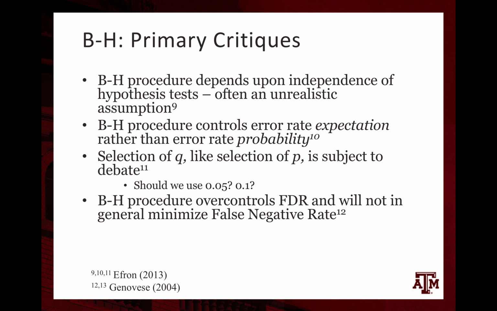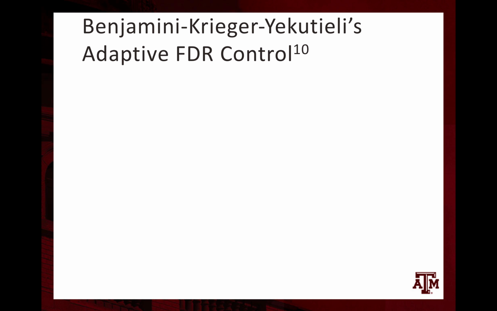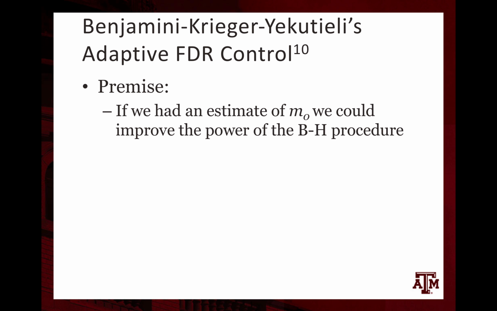Another critique is that the BH procedure over-controls the false discovery rate and does not in general minimize the false negative rate. So depending upon the application, this may or may not be important to you. And then finally, the power can be improved in non-sparse cases by adaptive procedures. And we're actually going to see an example of an adaptive procedure right now. So this was introduced by one of the authors, Benjamini, along with two other individuals, Krieger and Yekutieli, and they introduced this adaptive FDR control method.